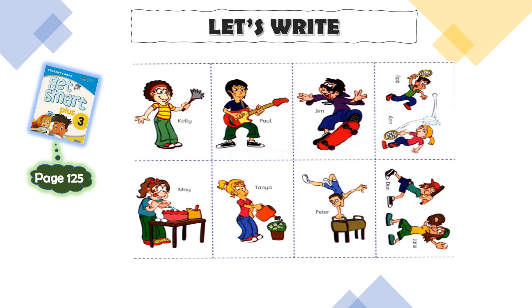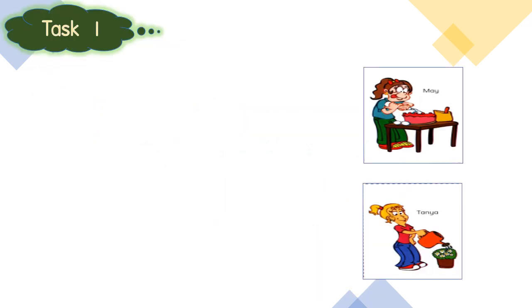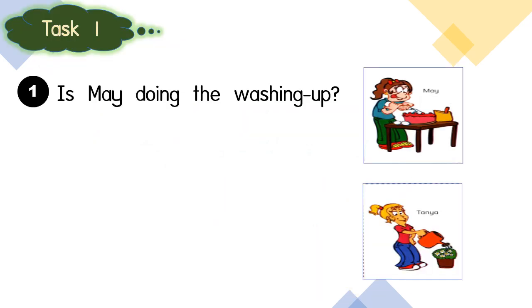For example, you start with Kaylee. Use this sentence pattern to ask and answer the questions. Okay. For example, like this. You choose this picture, May. Up to you which picture you want to use first, but you have to use all those 8 pictures.